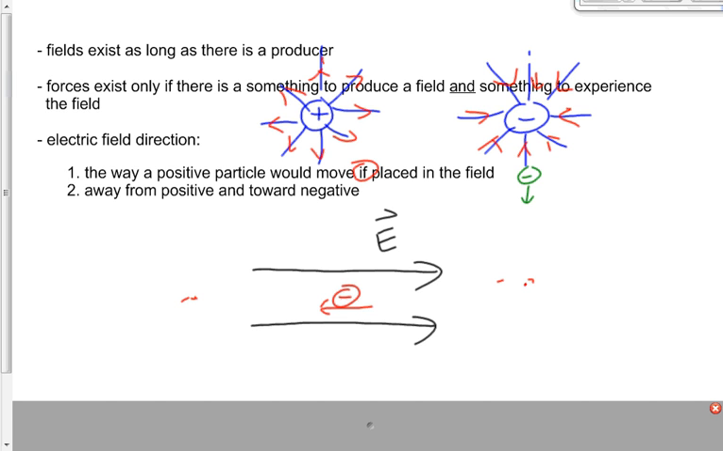Maybe this was caused by a big positive charge over here. Well, if that's the case, then the negative is attracted to it. Maybe it was caused by a big negative over here. Well, it doesn't matter. If it was, then the negative is repelled by it. So if the field is to the right, a negative particle moves to the left, a positive moves to the right. That make sense?